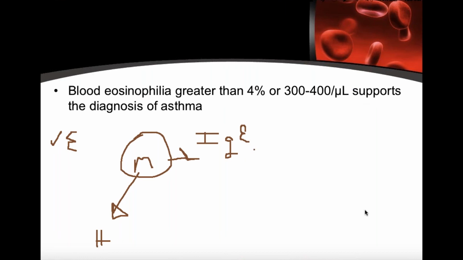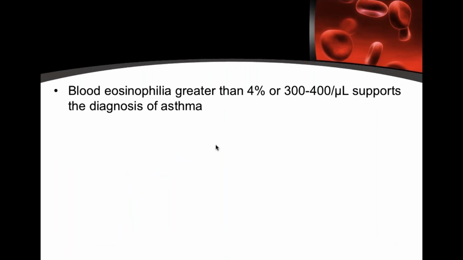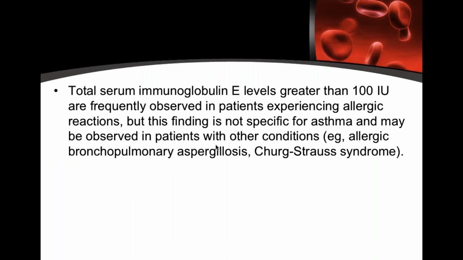So speaking of the IgE, total serum IgE levels greater than 100 international units are frequently observed in patients experiencing allergic reactions. Okay, now earlier we mentioned there are different kinds of asthma. These IgE are specific to allergic asthma, because what you're looking for is really an anaphylactic reaction, right?